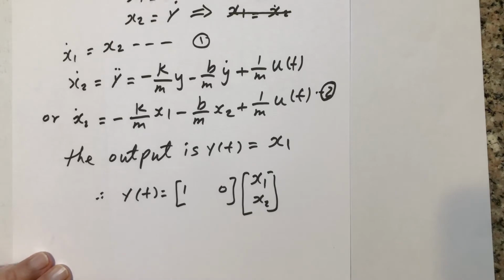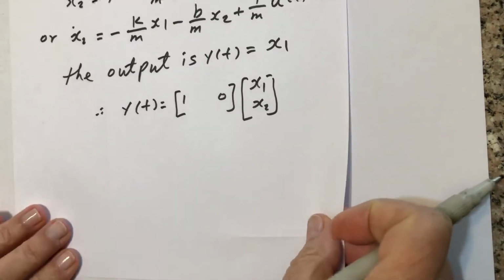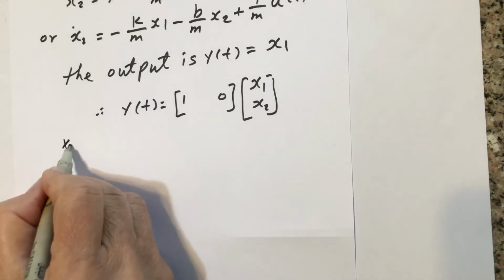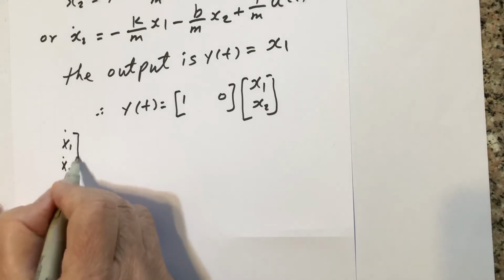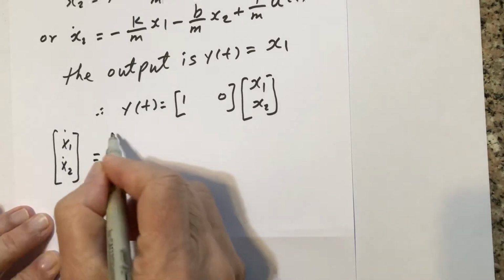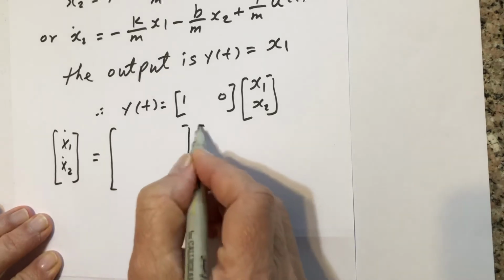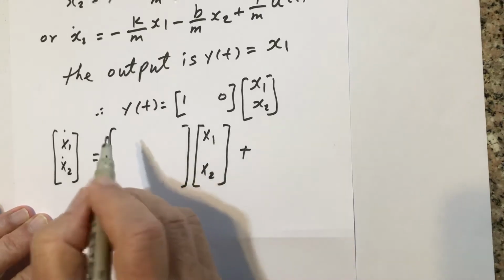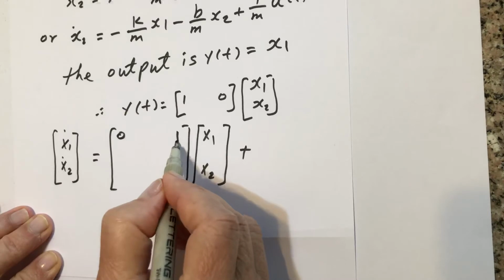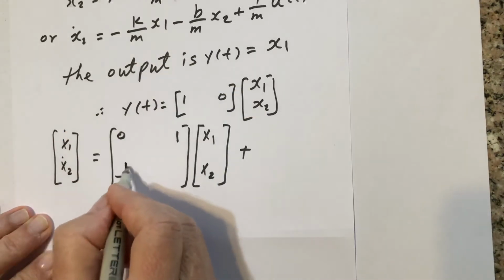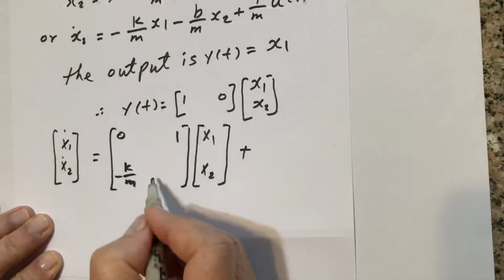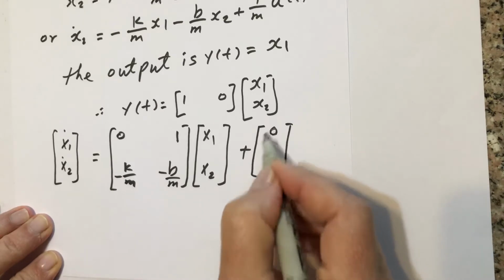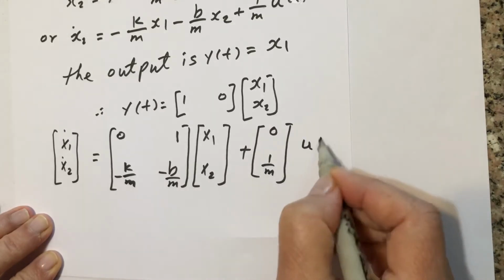Now from equations 1 and 2, we can say x1 dot, x2 dot equal, what do we have? We have 0, 1. What do you have from the second equation? Minus k over m. And the next one, minus b over m. And what do we have? We have the input. 0, 1 over m. And what's this? U of t.